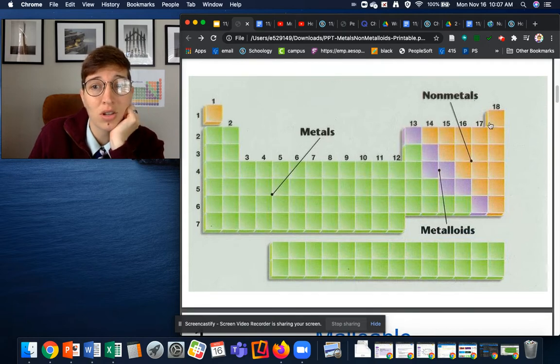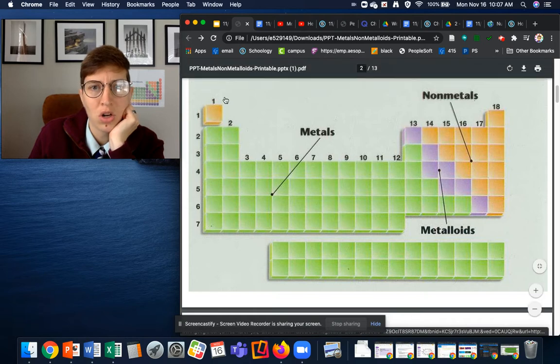So we have a section that's nonmetals, okay? And this is in orange on this one. Notice hydrogen over here is technically a nonmetal, even though it's over here. We have this thing we call a staircase, okay? This purple section are metalloids or semi-metals. And all the green ones, most of the periodic table, are metals.